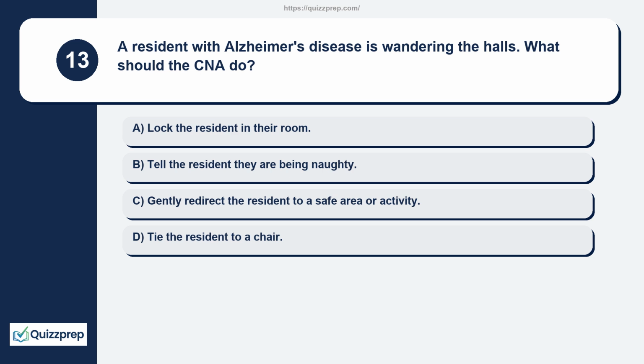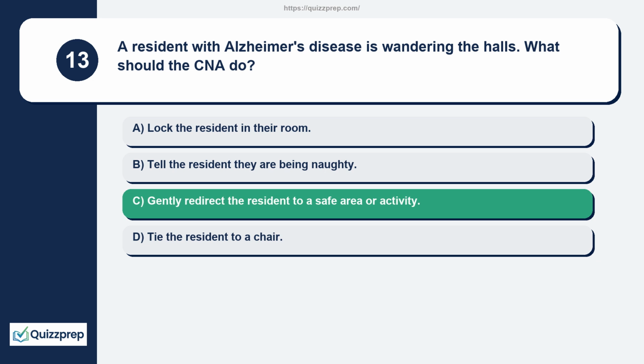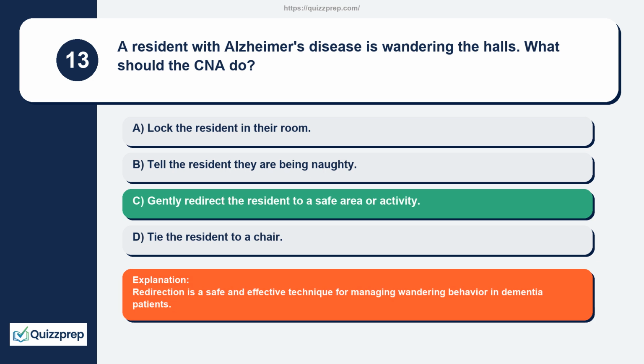Question 13. A resident with Alzheimer's disease is wandering the halls. What should the CNA do? Lock the resident in their room. Tell the resident they are being naughty. Gently redirect the resident to a safe area or activity. Tie the resident to a chair. Redirection is a safe and effective technique for managing wandering behavior in dementia patients.